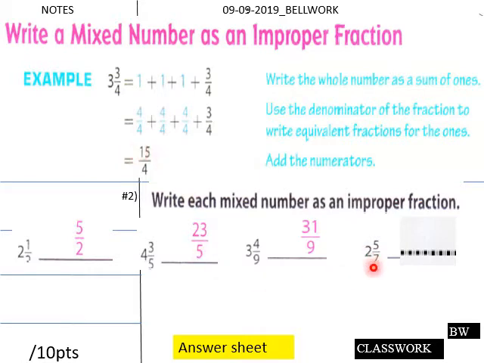And then what's this one here? 2 5/7 would be 2 times 7 is 14, plus 5 would be 19 over 7. For this one here.